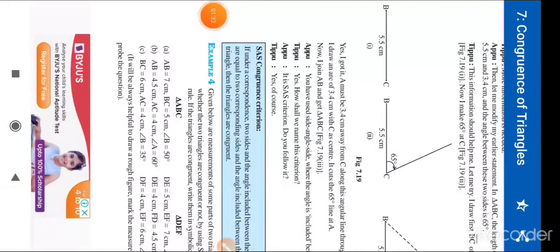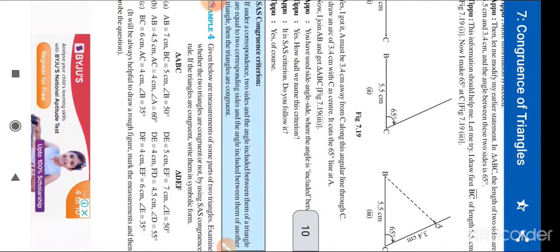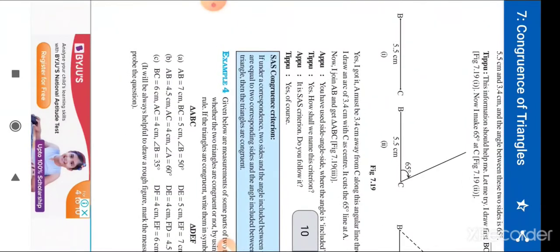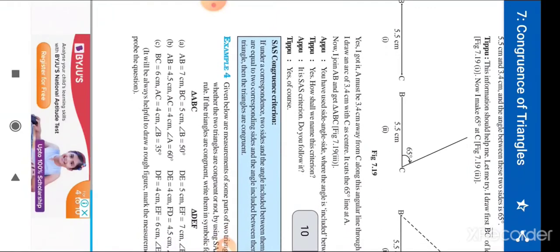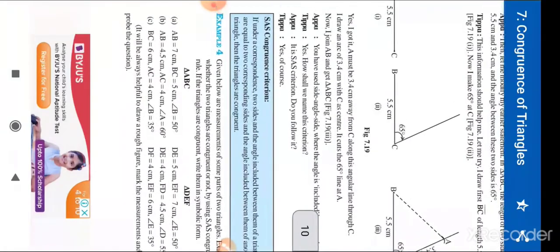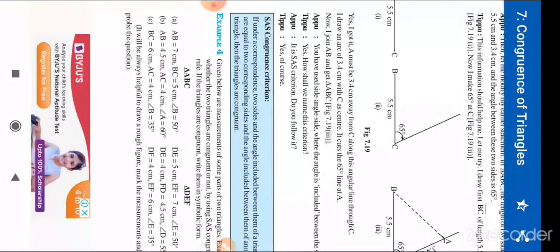The next criteria for congruency of triangles is the SAS congruency criteria. If under a correspondence, two sides and the angle included between them of a triangle are equal to the two corresponding sides and the angle included between them of another triangle, then the triangles are congruent.